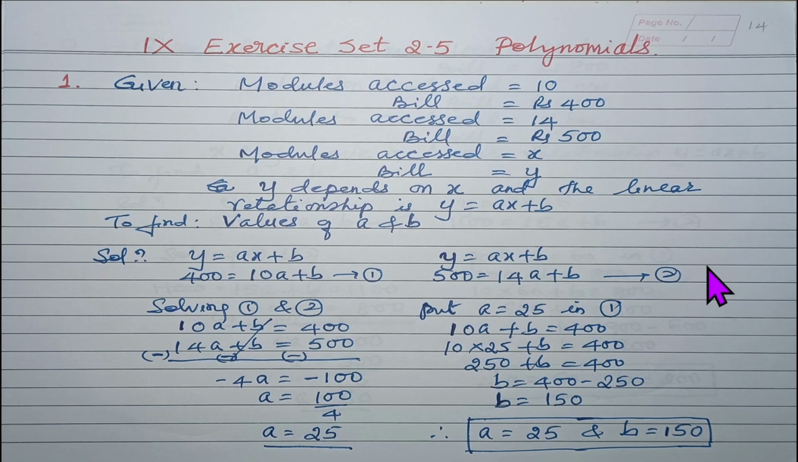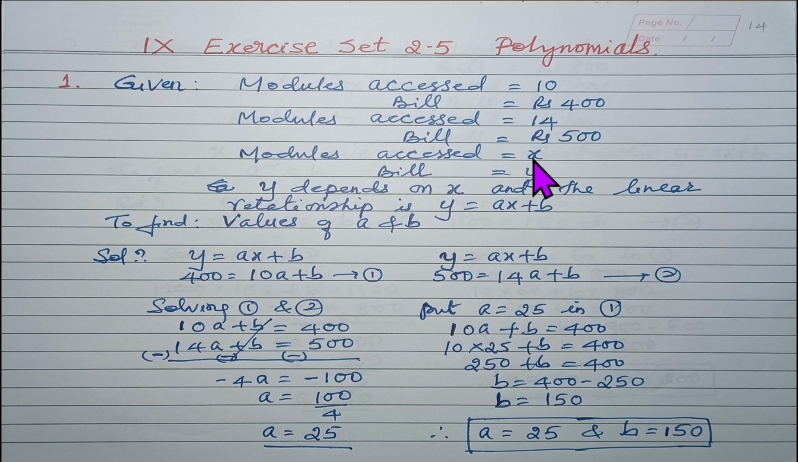Now coming to the next important, that is exercise set 2.5 again of the polynomials chapter of the 9th CBSE textbook, that is Ganita Manjari. So let us understand the first example here. Now the modules are being accessed by an individual, and the modules accessed will have a fixed charge and an additional charge. So if 10 modules are accessed, the bill is rupees 400. If 14 modules are accessed, then the bill is rupees 500. If x modules are accessed, then the bill is y.